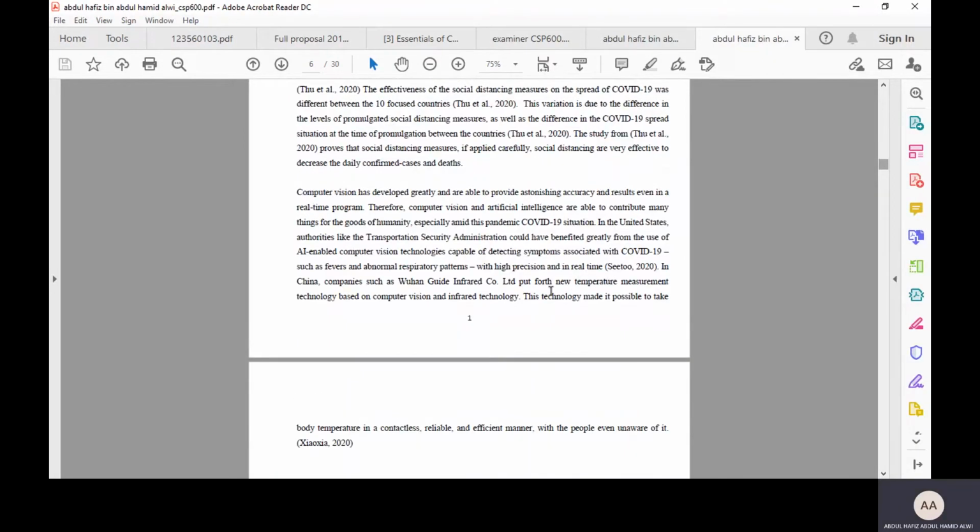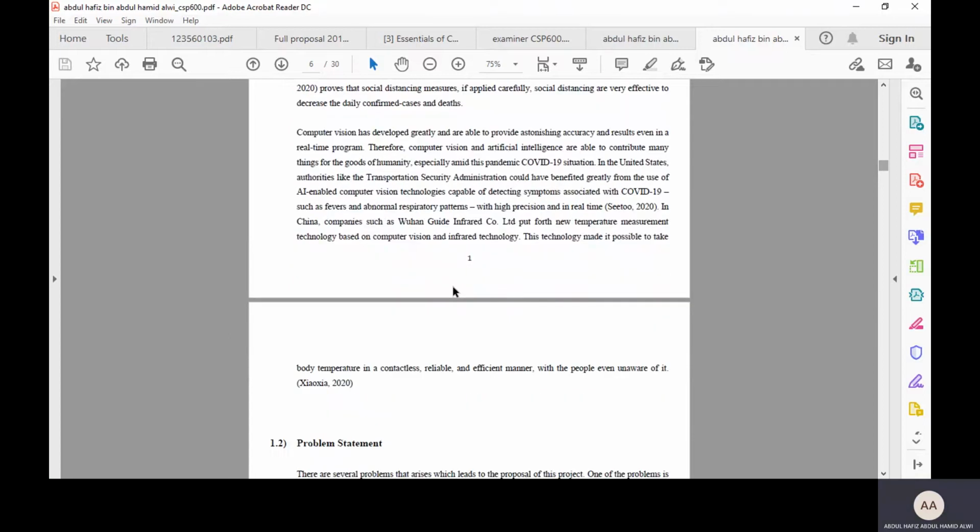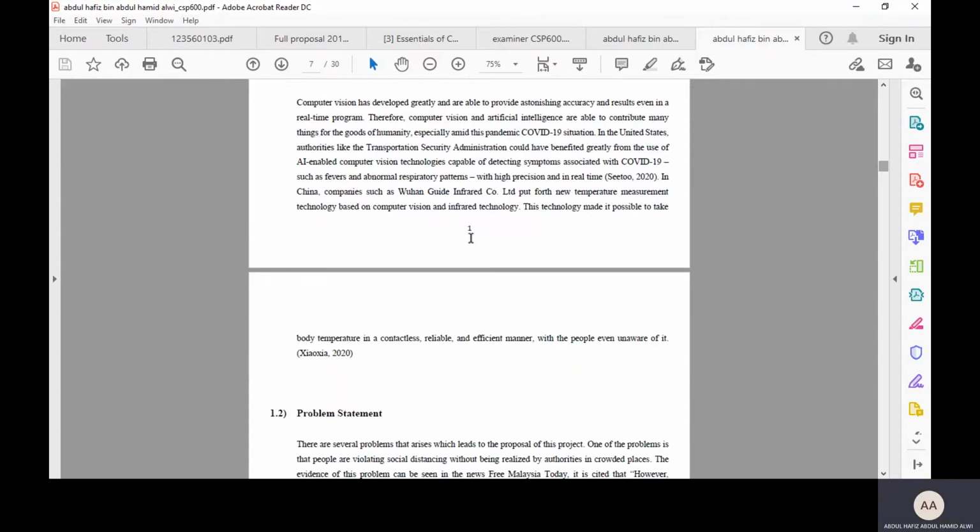I've also explained that in this COVID-19 period, there are a lot of new technologies being used. For example, in the United States, the TSA, Transportation Security Administration, can now detect the symptoms of COVID-19, such as fevers and abnormal respiratory patterns, with high precision and in real time. To do this, they use computer vision. And in China, there is also a new technology based on computer vision and infrared technology for temperature measurement.